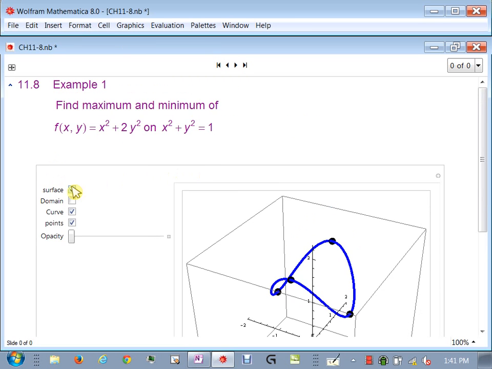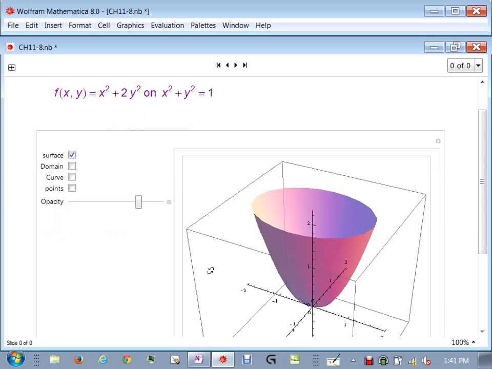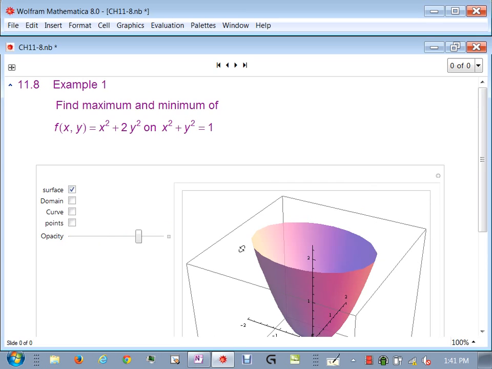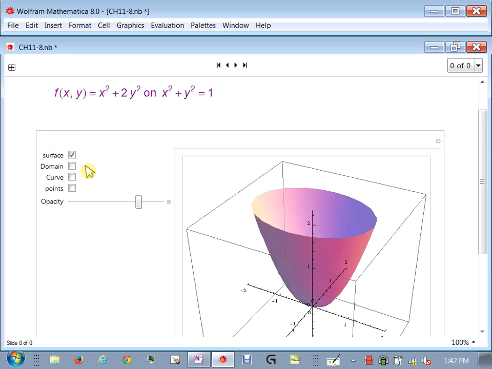So here is our first example. We have a surface, right? Find the maximum and minimums of f of x, y equals x squared plus 2y squared on x squared plus y squared equals 1. What is x squared plus y squared equals 1? That's a circle, right? So x squared plus y squared by itself is a what? Like that. If we were to look at that, it would just be like a cylinder, right? But we're fixing the radius at 1. That's basically going to be what's on the ground.